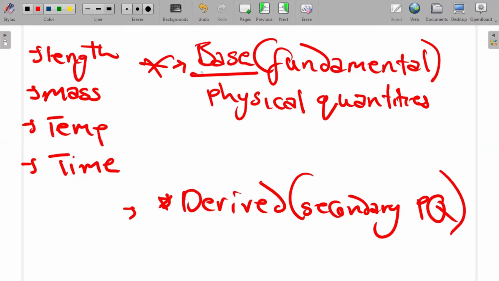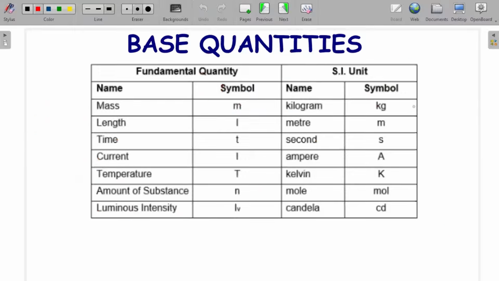They cannot be further divided into sub physical quantities because they just exist like that naturally. They are the most simple existing type of physical quantities, and there are actually 7 of them. There are 7 primary or fundamental physical quantities. I've included a diagram for that.